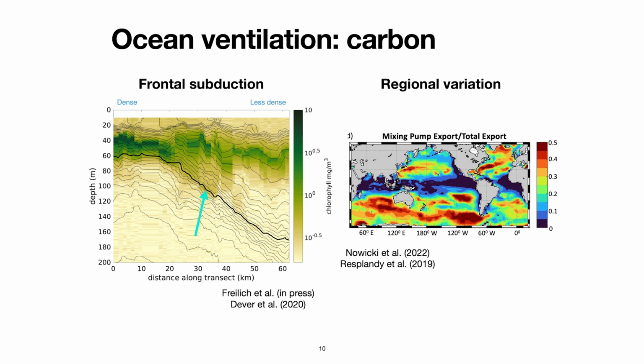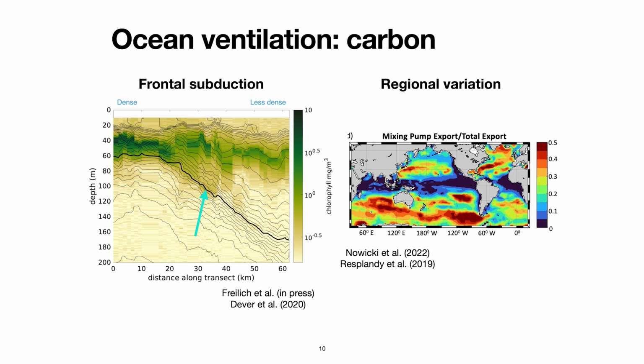And so going back to this really nice paper by Nowicki, asking what is the integrated impact of what they call these mixing pumps, or these physically driven carbon export, they find that there's quite a lot of regional variability in their importance as well. In some regions, there can be a really substantial fraction, up to 50% of the total export, particularly in boundary current areas or high eddy kinetic energy areas. But in other regions, they suggest that these processes are not very important.